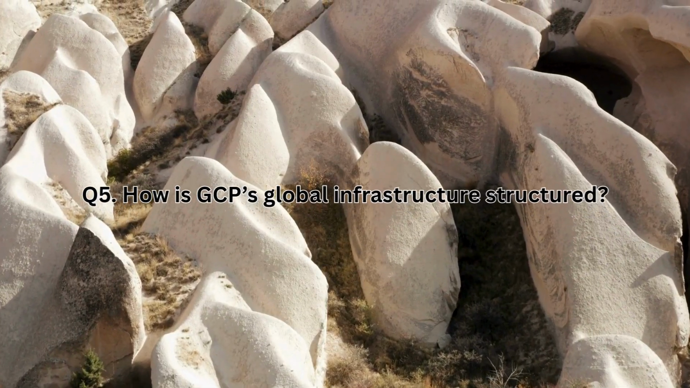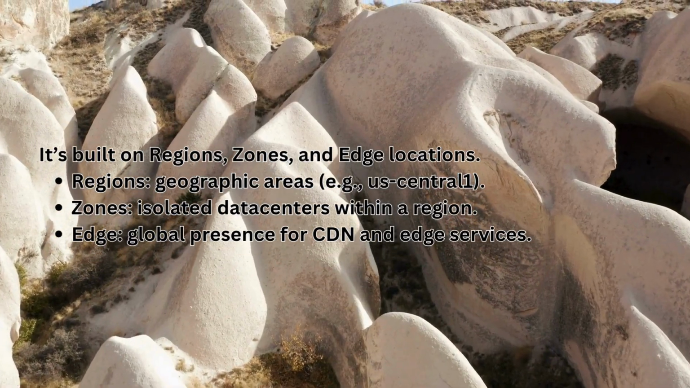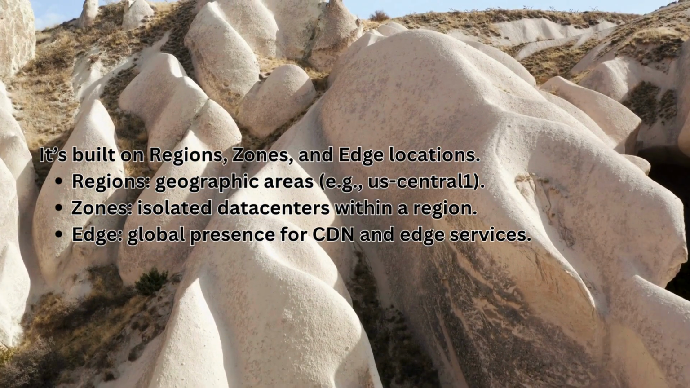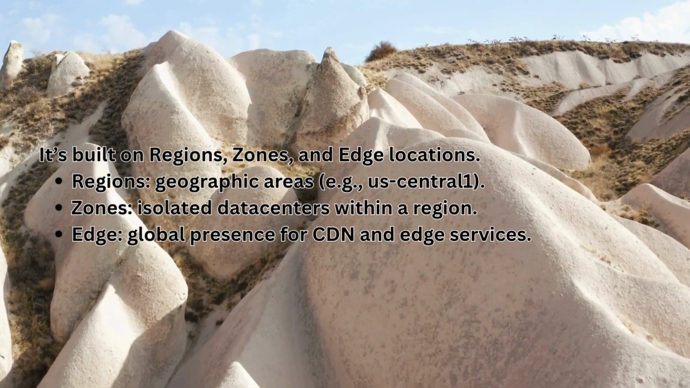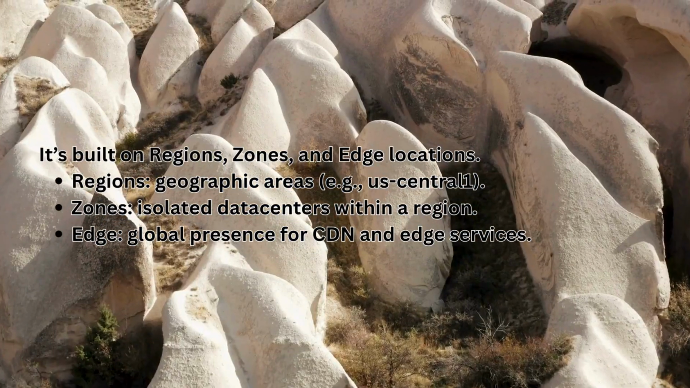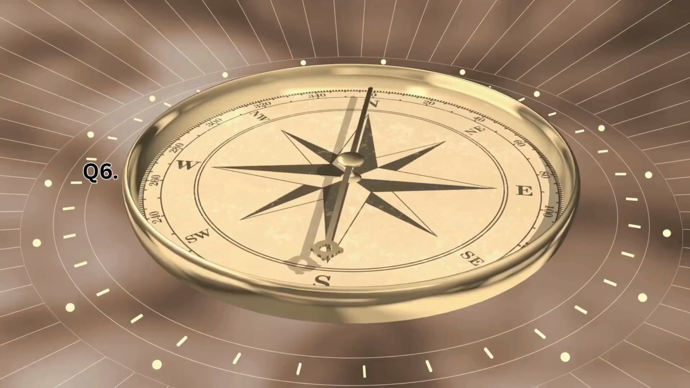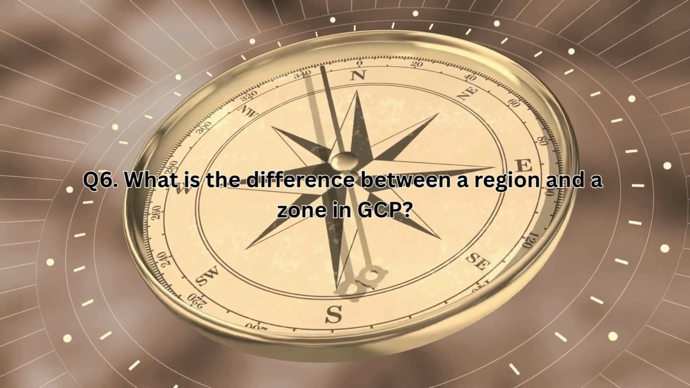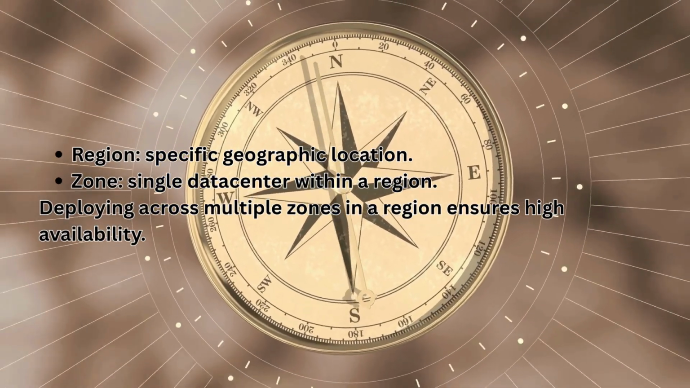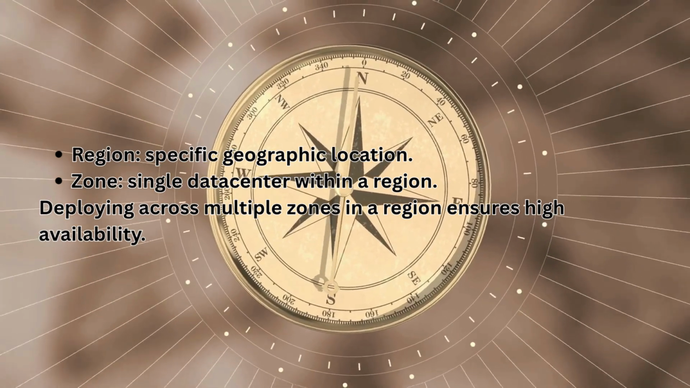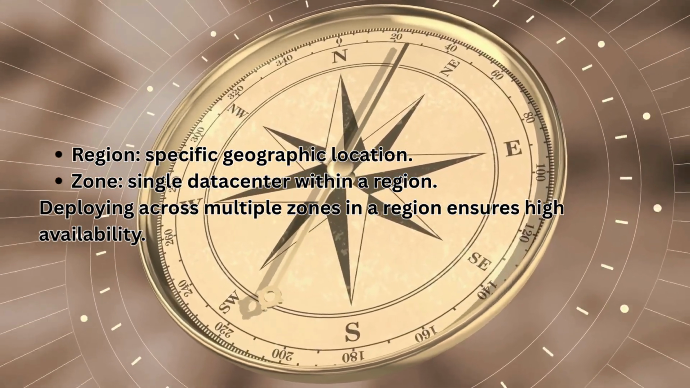How is GCP's global infrastructure structured? It's built on regions, zones, and edge locations. Regions: geographic areas, for example, US Central1. Zones: isolated data centers within a region. Edge: global presence for CDN and edge services. What is the difference between a region and a zone in GCP? Region: specific geographic location. Zone: single data center within a region. Deploying across multiple zones in a region ensures high availability.